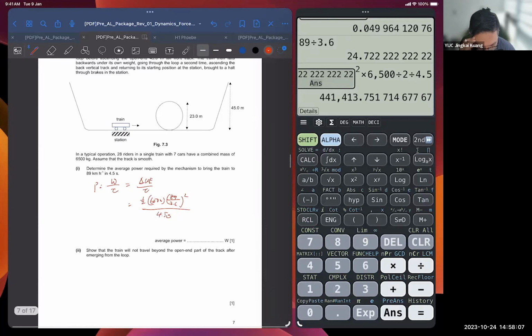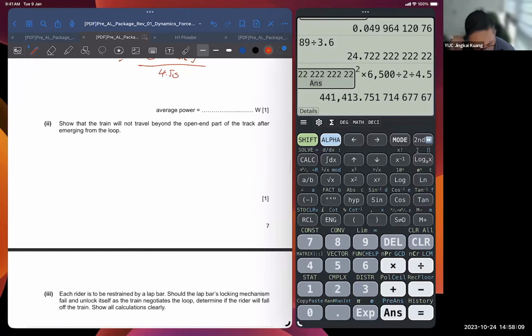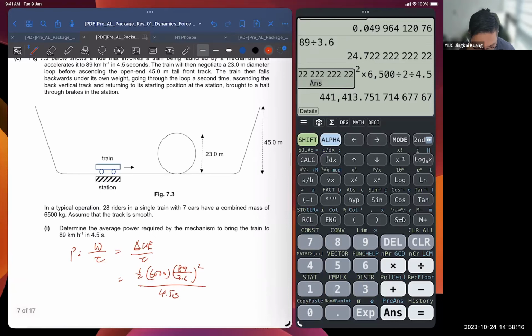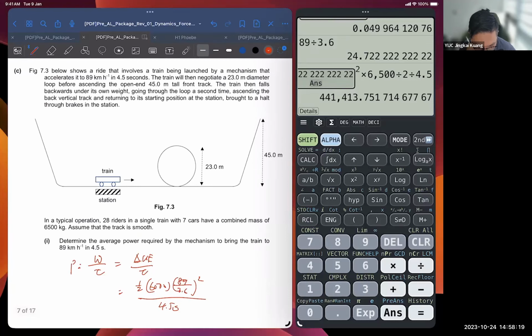Okay, so let's look at the rest of the question. Show that the train will not travel beyond the open part of the track after emerging from the loop. What's the open part of the track? Loss in KE must equal gain in GP. So if you want to gain GP, you have to lose KE. In order to gain this height of 45 meters, you must have 45 meters' worth of GP. So you can work out how much energy the train has right now.